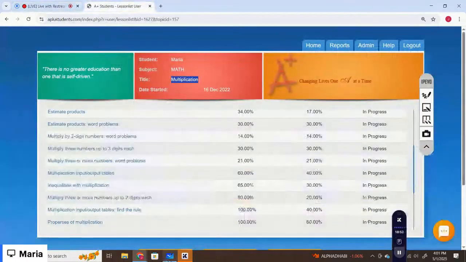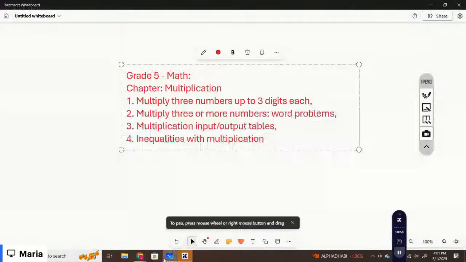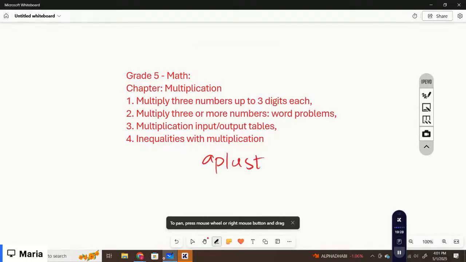We are here for grade 5 math. You can find all the lessons on yourstudent.com. You have to log in there using your email address, and the password is provided by the administrator.